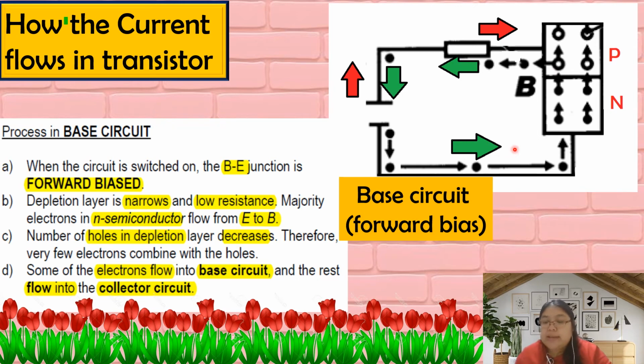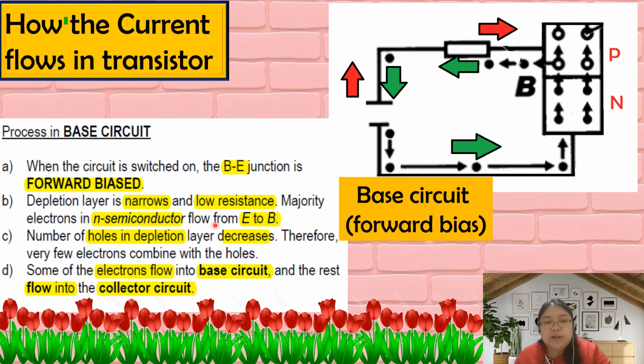Now we are going to see the explanation. First, when the circuit is just switched on, the BE junction, base and emitter, is forward biased. This is the first sentence. Second sentence, you must say about the depletion layer. What happened? The depletion layer becomes narrow. Narrow means easy to pass, then low resistance. Easy to pass and also low resistance.